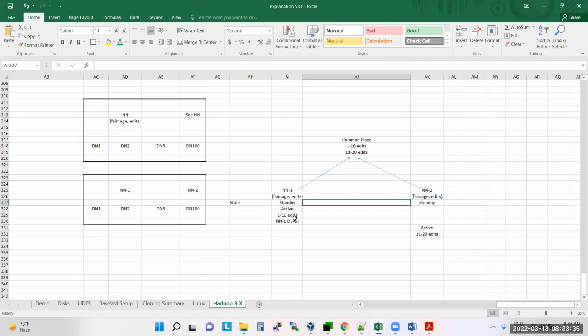Now the name node is writing one copy in its own place, and it is writing one copy in the common place also. Venkat, you mean to say the FS image and edits will be kept? Not the FS image, sir, only edits. Only edits. So if this is active, whatever edits are performed by this name node, it will write one copy locally and one copy in the common place. Got it? Yes, sir. Now the question is, what if the common place is gone?